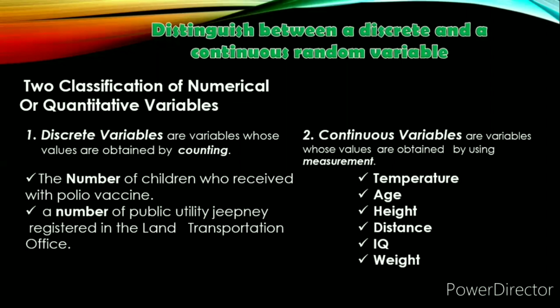For instance, temperature, magkakaroon tayo pwede ng temperature ng 37.6, so may decimal. Your height, pwede siyang 3.2 centimeter, di ba? The distance, di ba? Pwede siyang 30 kilometers, may point. So, kasali dito yung points or decimal. Unlike sa discrete variable, dapat exact talaga ang numbers dito. Decimal is not included in the discrete variables.